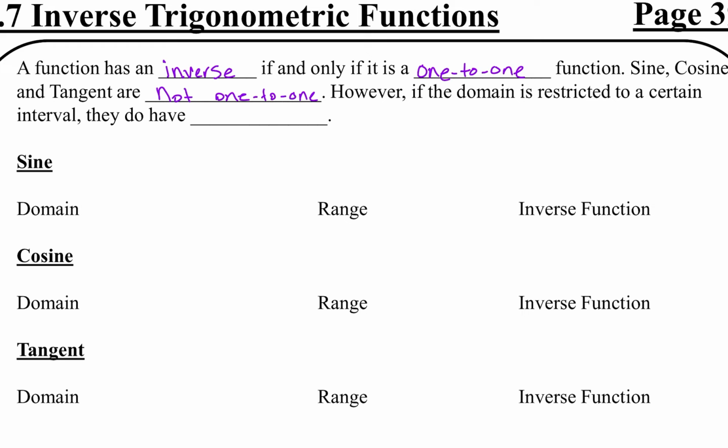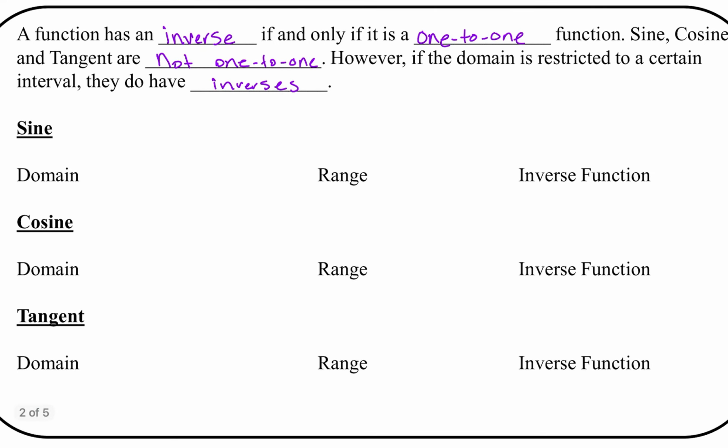However, if we take the domain and restrict it to a certain interval, they do have inverses. And that's what this whole topic is about, is if we take sine, cosine, and tangent and cut them off at the ends and say we're only going to look at it from a certain spot to another certain spot to create a 1-to-1 function, it works. So let's go ahead and talk about that.